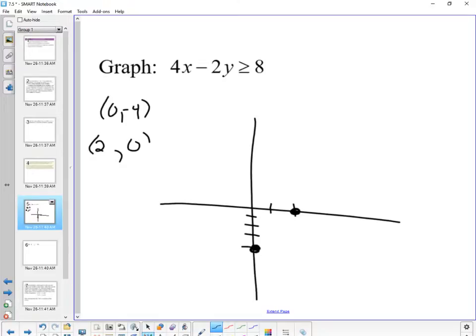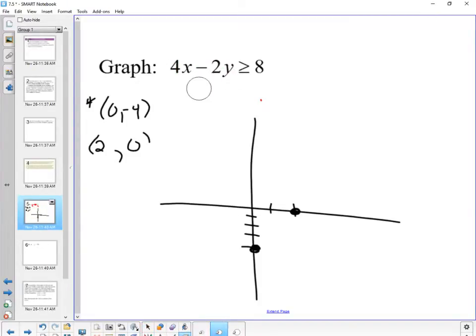Would you like to see the work? Okay, so here's what I'm doing. For this first one, I made the assumption that x was 0, right? So what's 0 times 4? So this is all gone. All I really have to do is divide both sides by -2. Therefore, y would equal -4. And I did the same thing for the other part. I made the assumption that y was 0, making all this go away. So all I would have to do is divide both sides by 4, and x would have a value of 2. Cool? So that's where those 2 points came from.